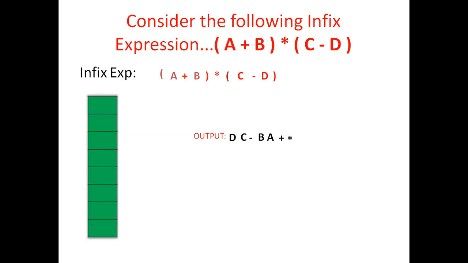So the infix form is (a + b) * (c - d). The output is dc-ba+*. According to the rule, read the output from right to left. Only then does it look like a prefix form: * + a b - c d. This is the prefix form of our infix expression, meaning read the output from right to left.